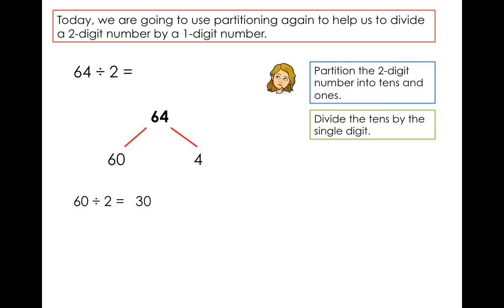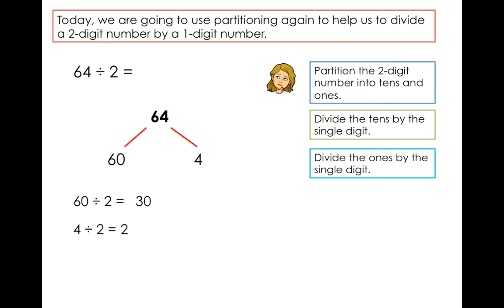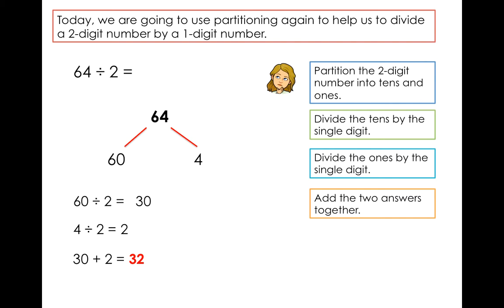Okay, then I'm going to divide the ones, so my 4 ones, by the single digit in the question, so 2, because I'm dividing by 2. And we know that 4 divided by 2 is 2. There are 2 2's in 4. Then, like we were doing last week, we have to add those two numbers together. So 30 add 2 gives us 32. So 64 shared between 2 will be 32. Each person will get 32 each.